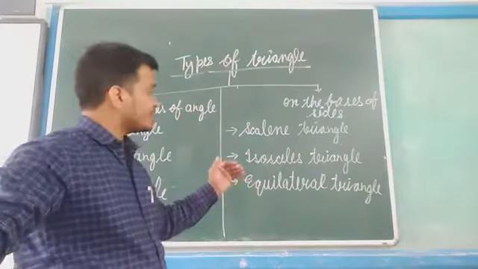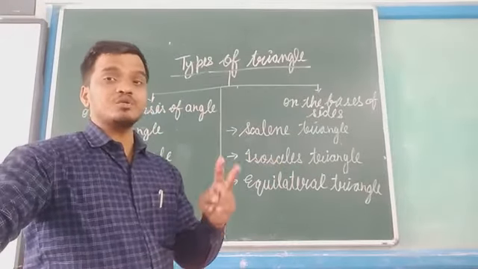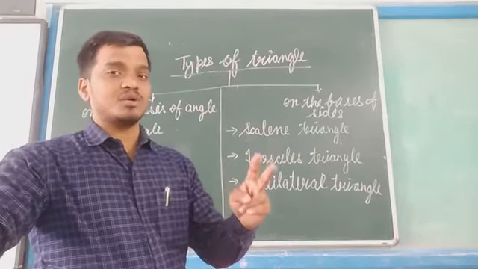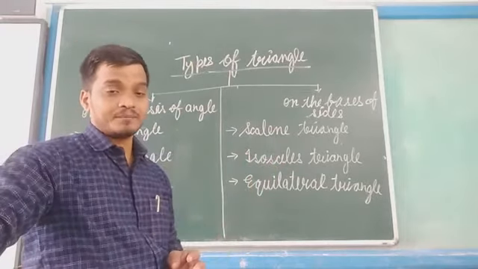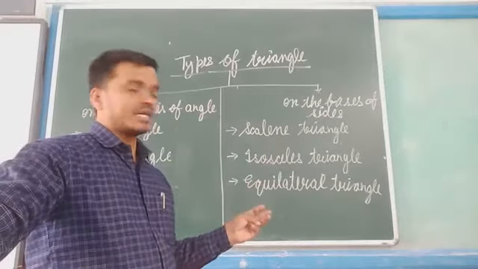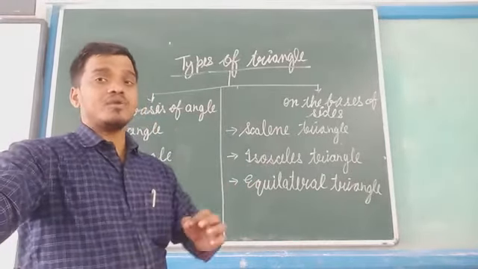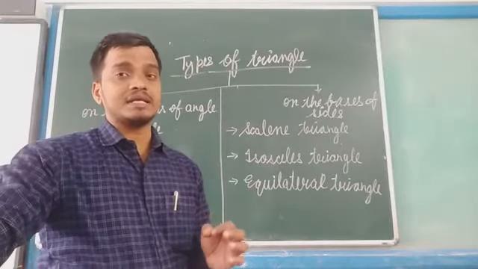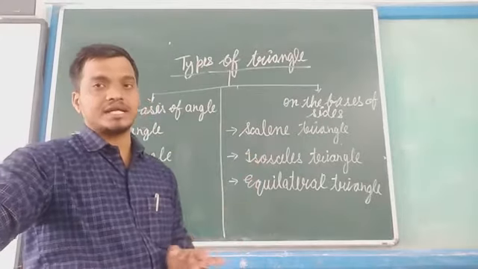The second type of triangle is the isosceles triangle. It means any two sides of the triangle will be equal to each other, and it is known as the isosceles triangle. And then finally, it's the equilateral triangle. The equilateral triangle is saying, if all the sides of the triangle are equal to each other, then it is an equilateral triangle.